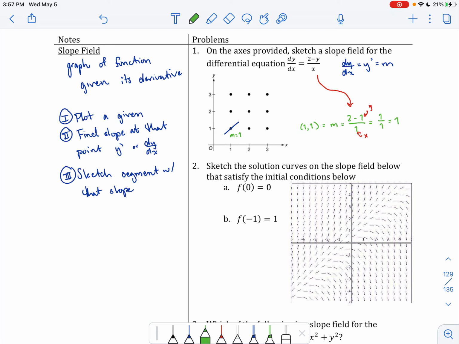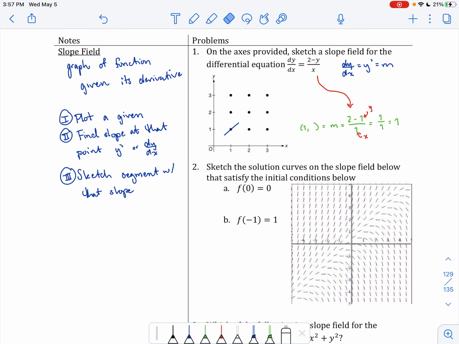And what I want to do is to do the same thing for each of these. Now you don't need to label the slope. The next point is going to be 1, 2. So all we're doing is considering this point here, which is 1, 2. So we're changing the y value. Then we have 2 minus 2 over 1. So the slope at this point, 1, 2, is 0. 0 over 1, which is 0. So again, go through, sketch in a segment there.